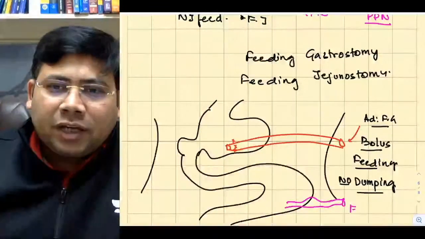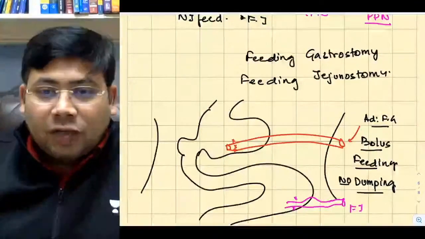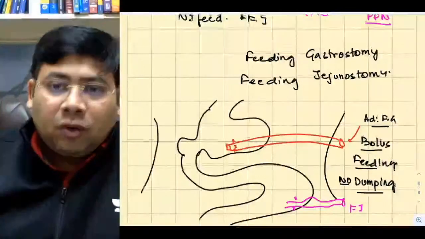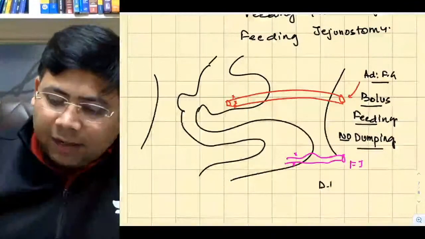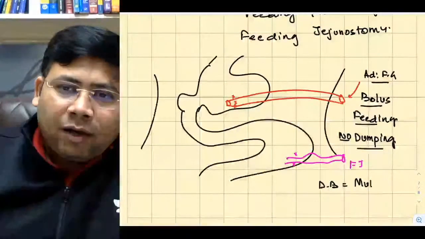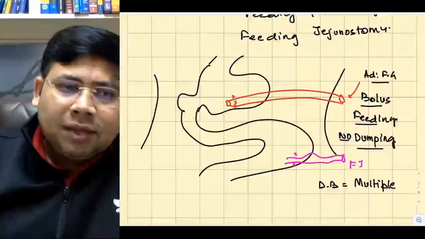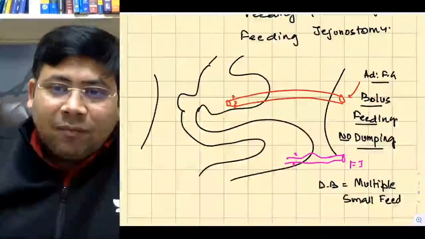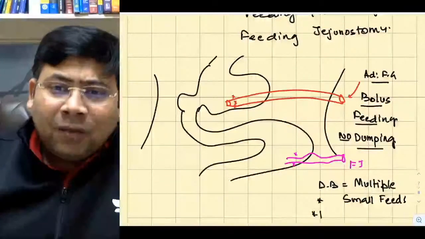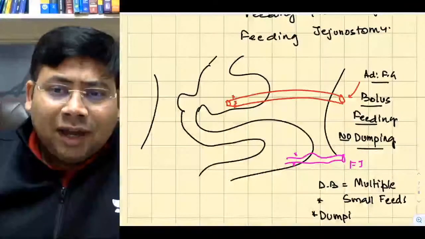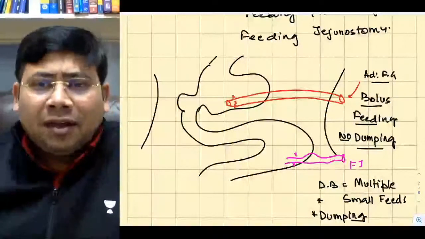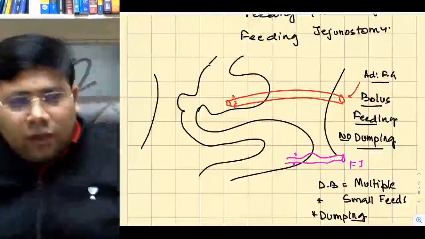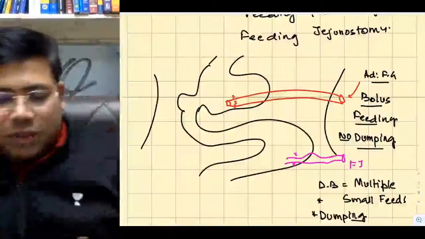If you go for FJ, you are putting the tube in the jejunum. The big drawback is multiple feeds required, multiple small feeds. So patient care is very important. And then the second problem is dumping. Diarrhea is very common with these patients.